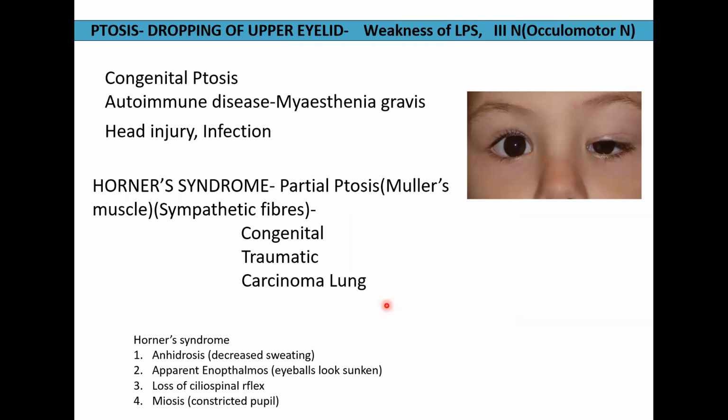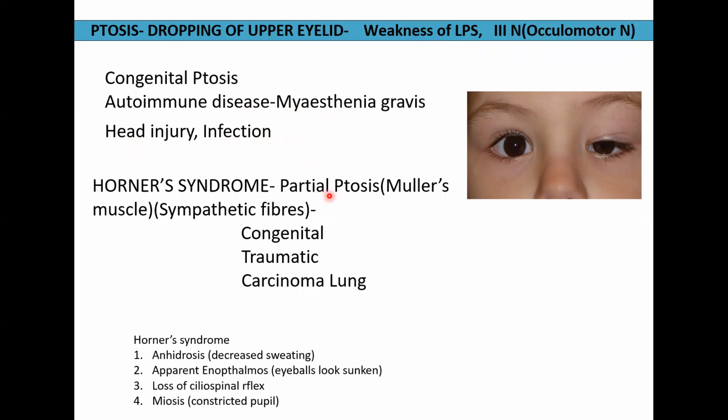Now the applied anatomy related to the extraocular muscles. We have already studied the levator muscle. The levator palpebrae superioris is responsible for the elevation of the upper eyelid, and if there is a dysfunction of the levator palpebrae muscle or involvement of the third nerve, the patient can have ptosis or drooping of the upper eyelid. The cause of ptosis can be congenital, or there can be weakness of the levator muscle due to myasthenia gravis, or the oculomotor nerve can be involved in head injuries or infection.